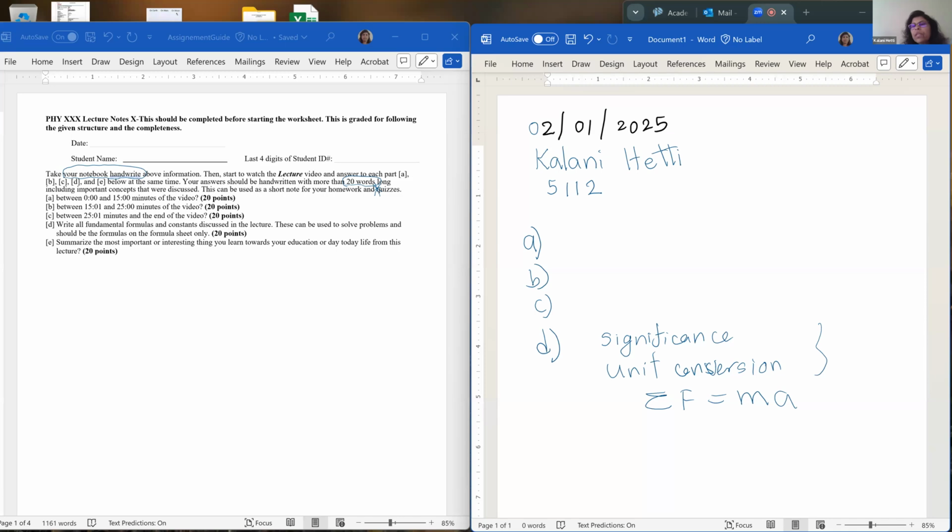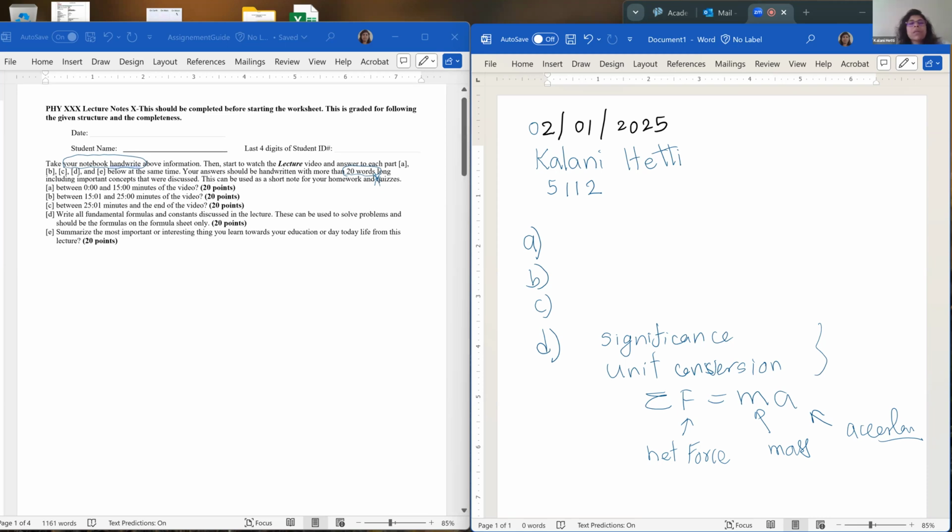So if you write this one, you need to explain what it is. This is the net force, right? So write as you listen to the lecture. This is the mass and this is the acceleration, right? So write the description of each formula for you to understand it. I'm not asking it for me, I'm asking it for you.